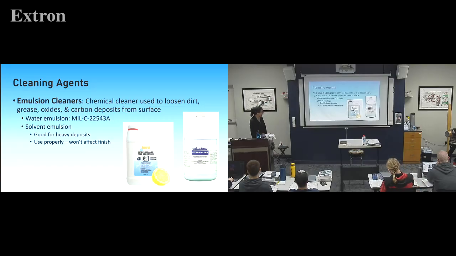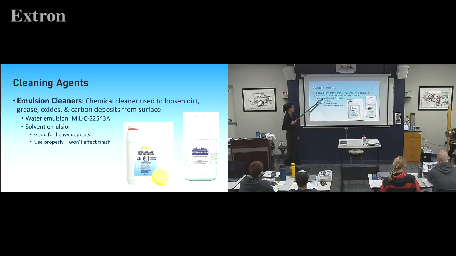Now stuff starts to overlap. The emulsion cleaner will typically be a high concentration, and you mix it with either water or you can mix it with a solvent. So then you're dissolving stuff and loosening stuff and floating it away. So you're doing multiple things for more hard to get places.